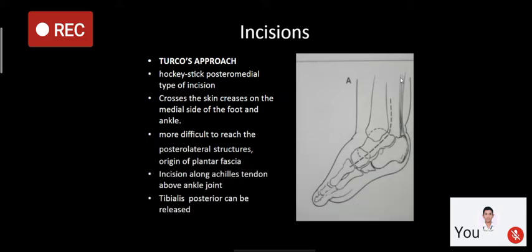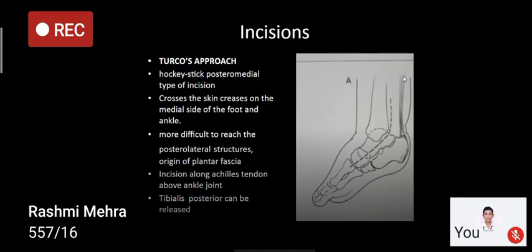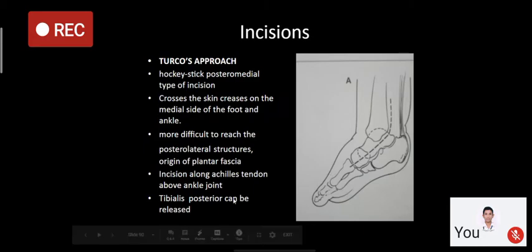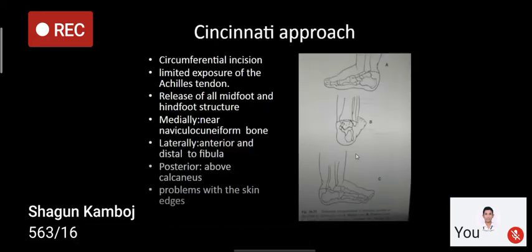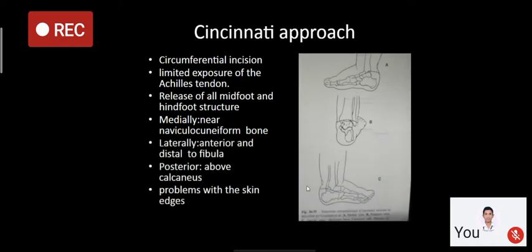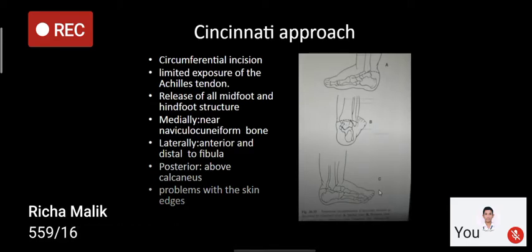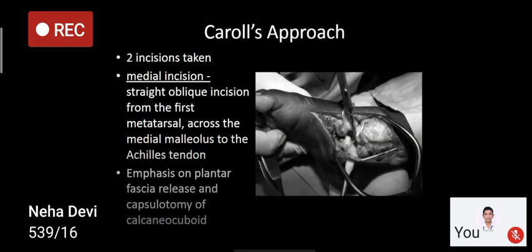What we use here is two separate incisions. This is a continuous single incision. What we use here in our institute is a single posterior incision and a single medial incision in two parts. And it's more difficult to reach the posterolateral structures in this medial incision. The incision is along the tendo Achilles and above the joint. Tibialis posterior can be released in this. Then the Cincinnati approach, this is the incision on the medial, then this is posterior, and this is on the lateral aspect. You don't need to go into further detail of this, you just need the name.